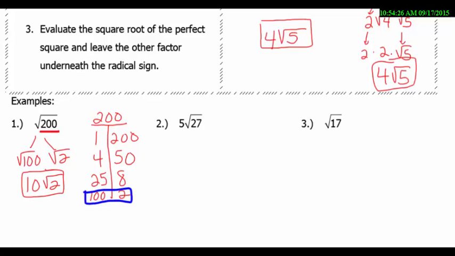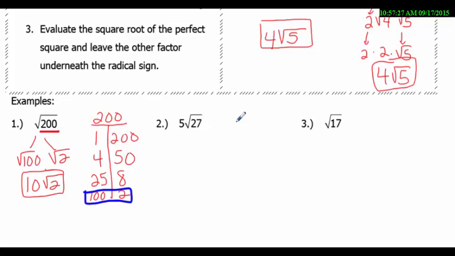And the reason we got 10 is the square root of 100 is 10, and we cannot take the square root of 2, and so we left it as the square root of 2. Okay, question number 2. We will ignore the 5 for now, and we'll move over to the square root of 27. And 27 is not a perfect square, so we cannot take the square root of it, which means that we will have to apply the steps that we've learned so far to simplify it.